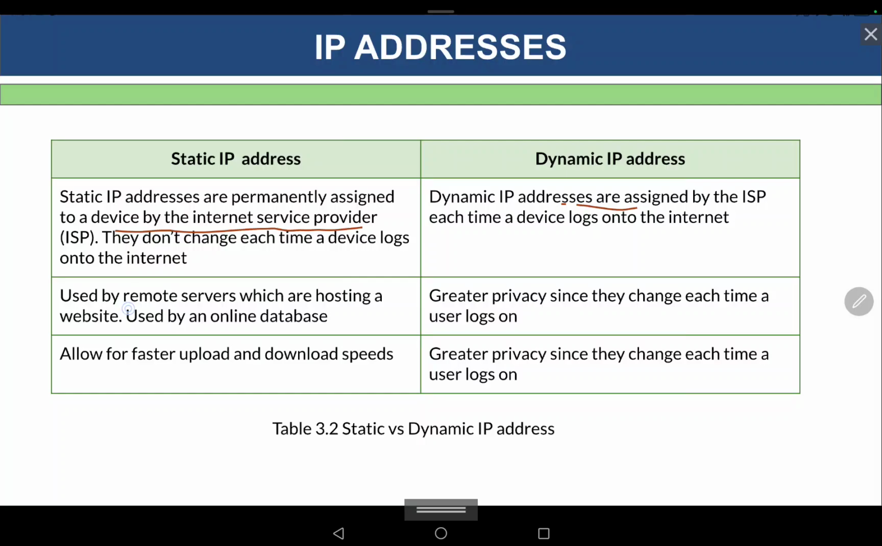Now, static IP addresses are used by remote servers which are hosting a website. They are used by an online database. So it is great for servers or services where the location must stay the same. Okay? Dynamic IP addresses give greater privacy since they change each time a user logs on. Also, static IP addresses allow for faster upload and download speed. While dynamic IP addresses allow for greater privacy since they change each time a user logs on.